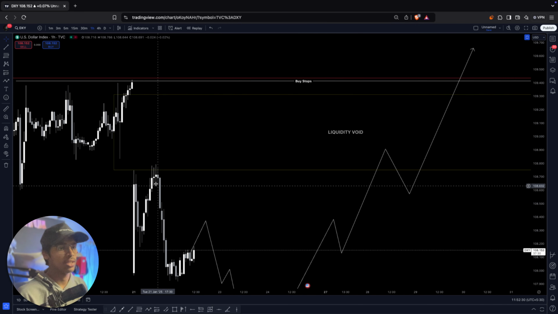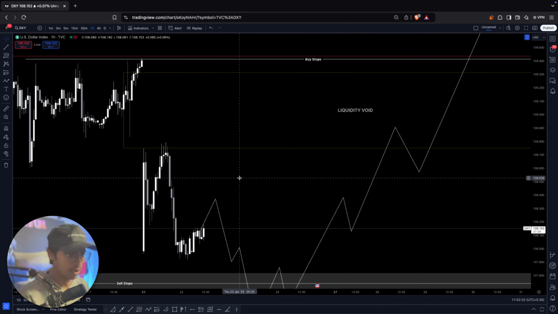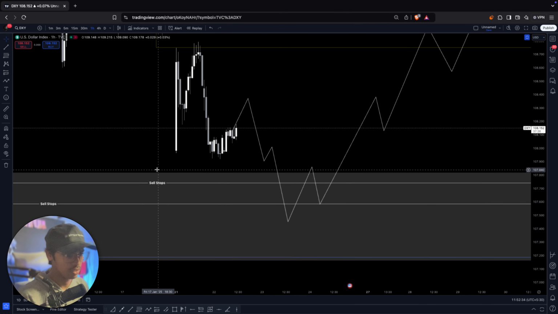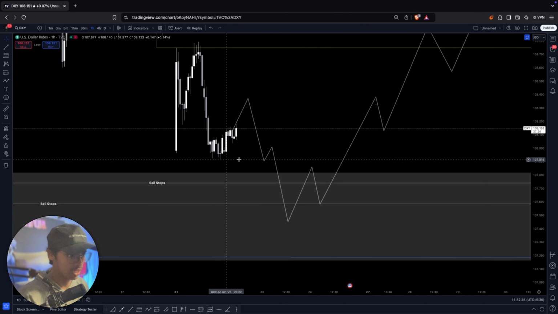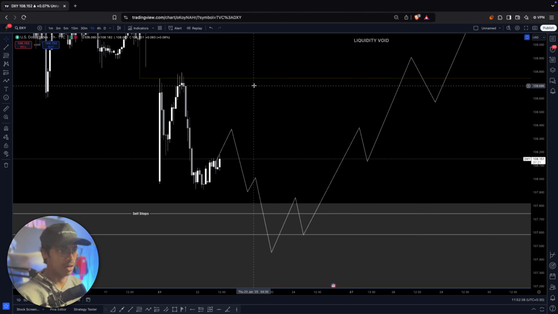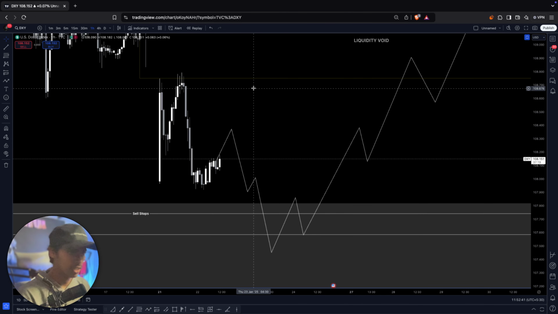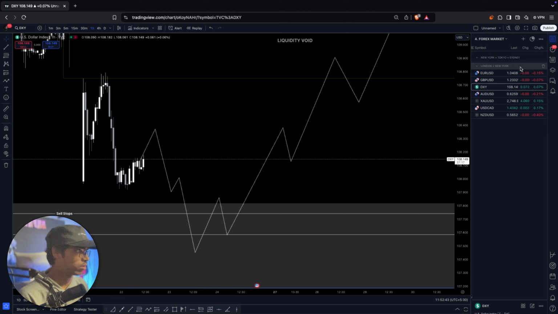Then the price should rally towards the liquidity void. This is more attraction than this particular sell stop. So at least one sell stop should be taken, and then the price should rally in the upper direction. Got it? This is the analysis for the US index. Now let's go on to the EURUSD.